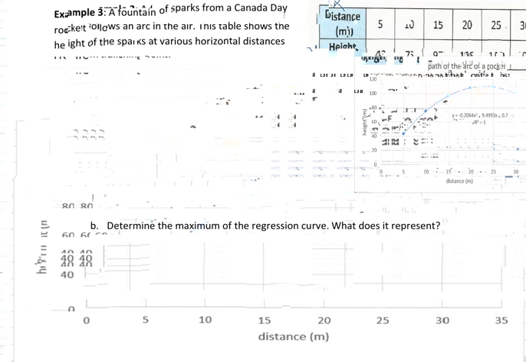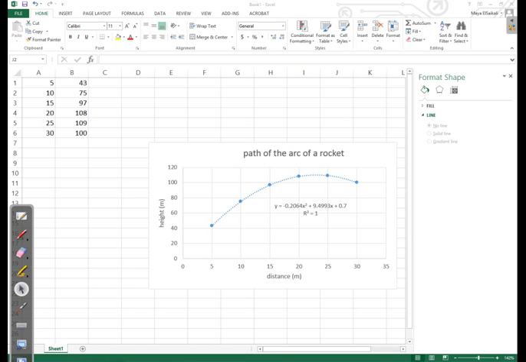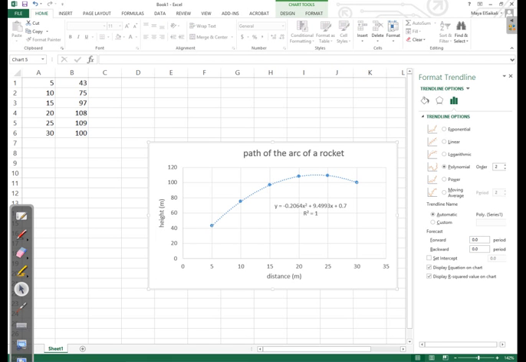Okay, so the question is asking, determine the maximum of the regression curve and what does it represent. So if I'm looking at the maximum of the regression curve, I'm looking at what point? The one that is going down? Or? So at the top, right? Yes. Basically, I'm looking for the top. So to look for the top, I'm gonna have to go back to my Excel sheet. The top is somewhere right here in the middle between the 20 and the 25.